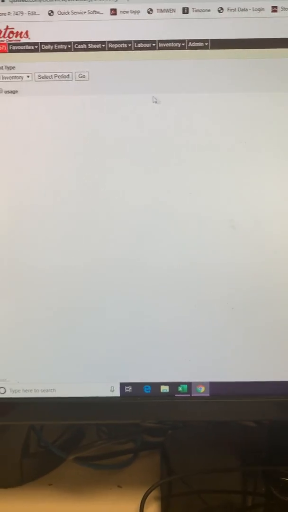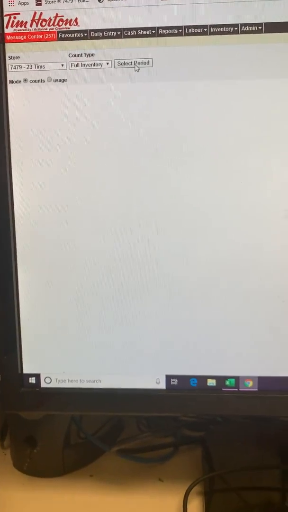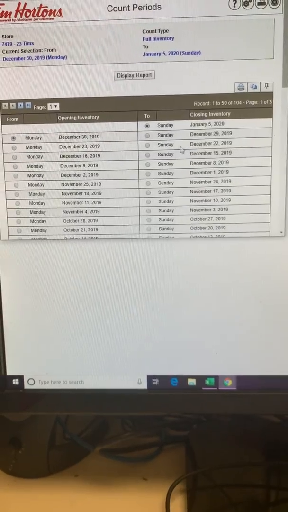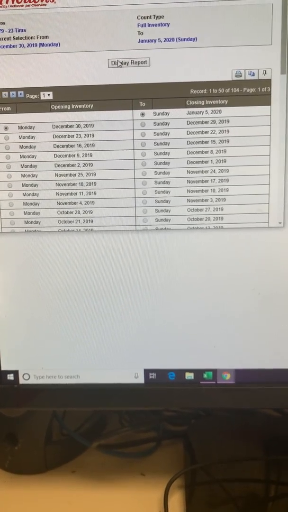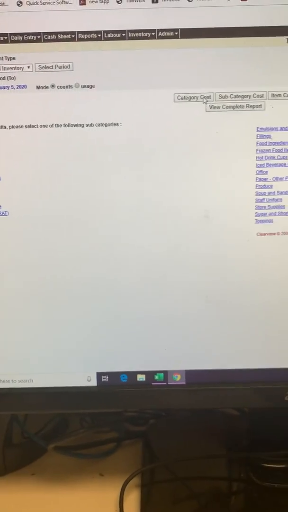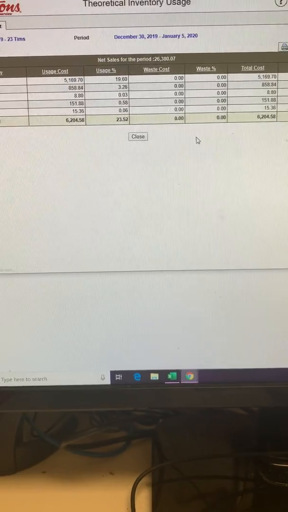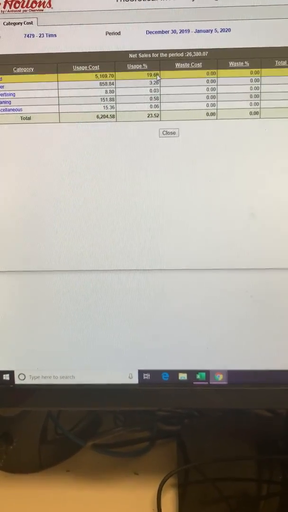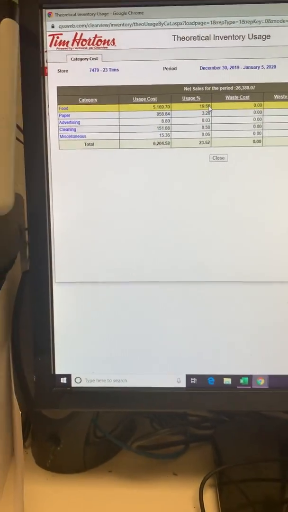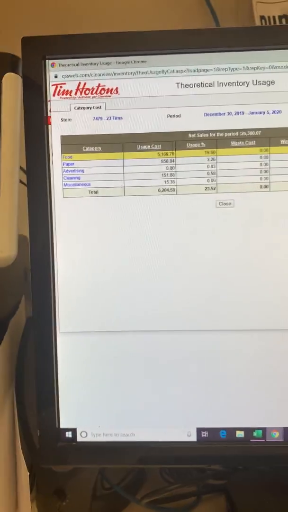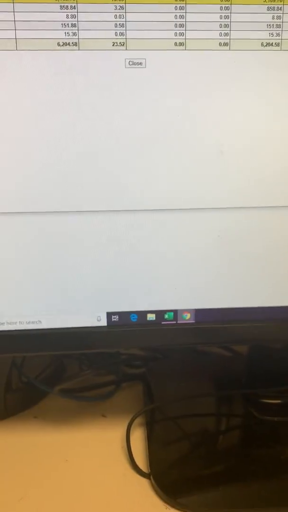So my theoretical for 23 TIMs, full inventory, you select your period, make sure you're on the correct week that you're displaying, hit display, go to category cost. Now my food, theoretical, and again, this is for last week's paperwork, so I'm just going to write down actual, theoretical, food, paper.